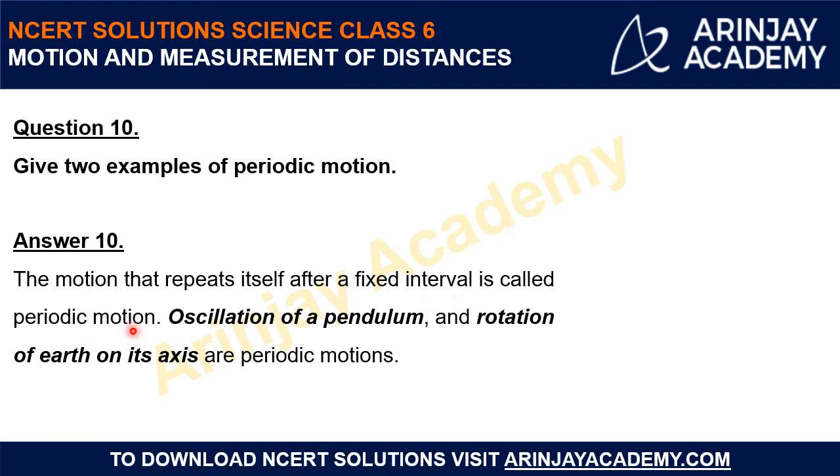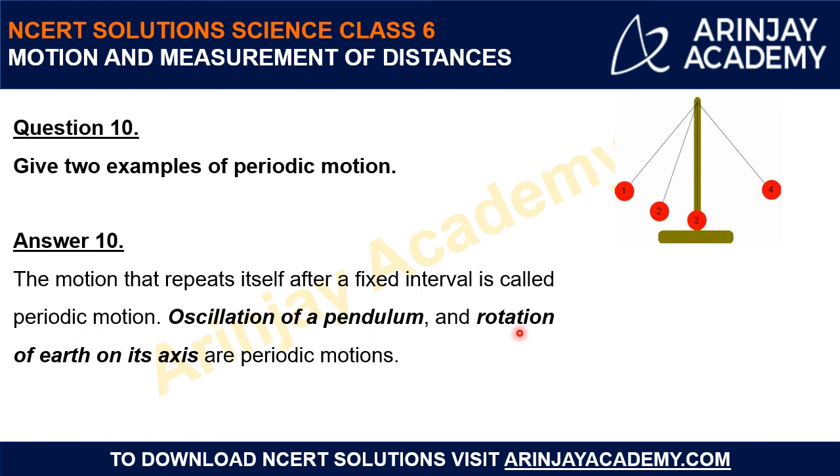So for such a motion we have two examples here. The oscillation of a pendulum. We know a pendulum is simply a bob hanging from a length of wire, and if we let this bob oscillate freely, it will repeat its motion to and fro. Such motion is repetitive and happens after every fixed interval. So the oscillation of a pendulum is an example of periodic motion.